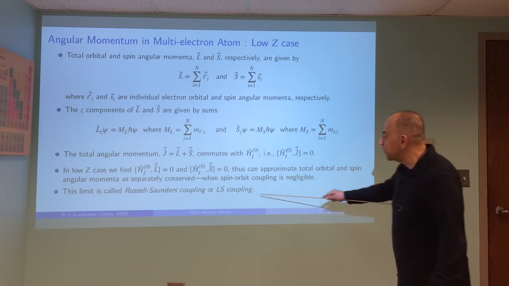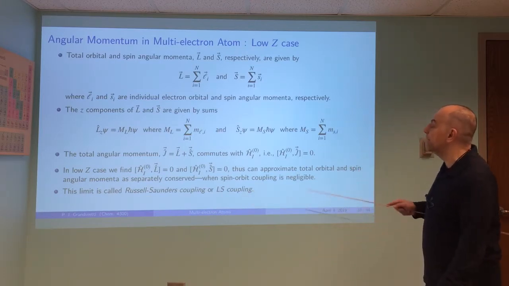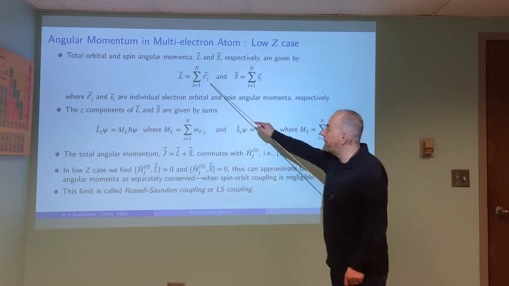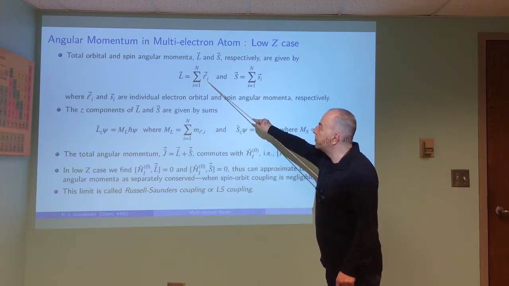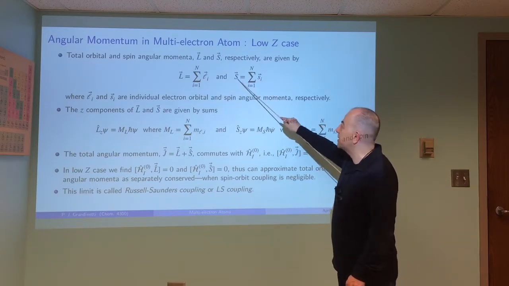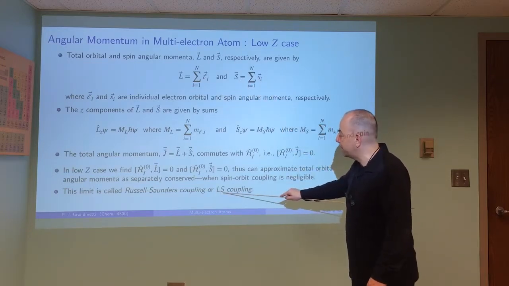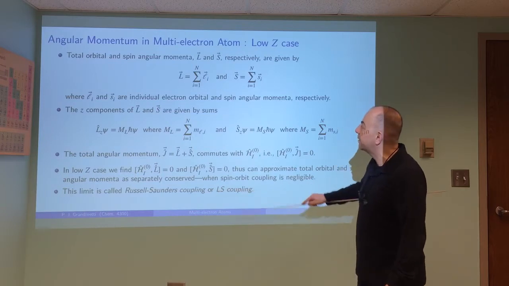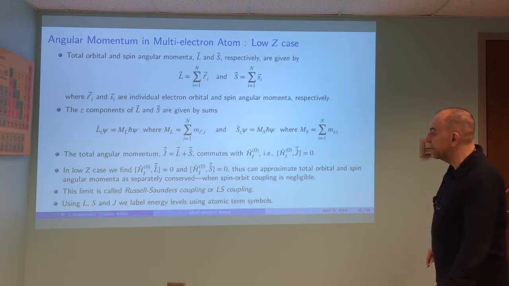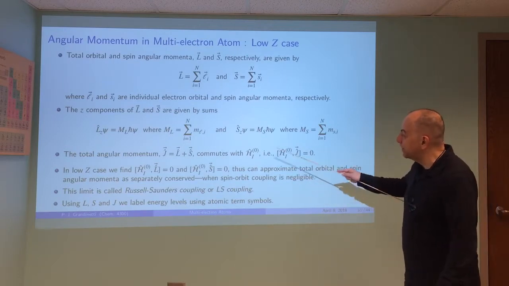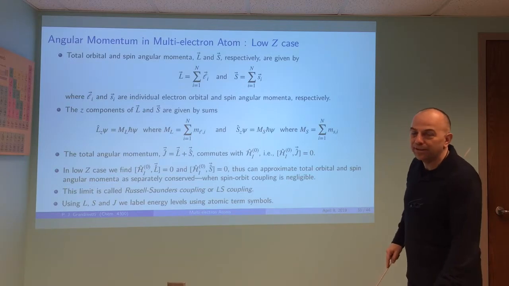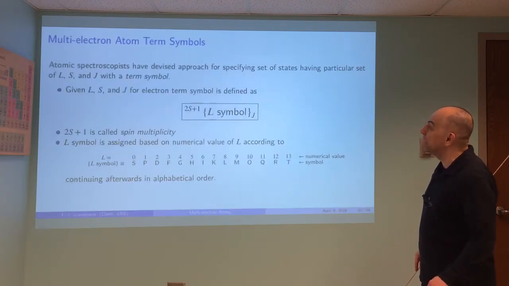So this limit is what's called the Russell-Saunders coupling limit, or the LS coupling limit. So the idea is that you couple all the individual L's first to make a big L, all the individual S's to make a big S, and then you couple big S and big L together to make total J. So that's called LS coupling. All right. And once we know the big L, the big S, and the big J, then we can start talking about atomic term symbols for multi-electron atoms.